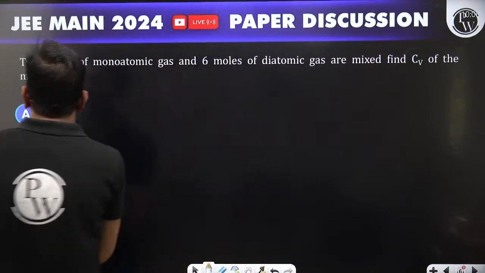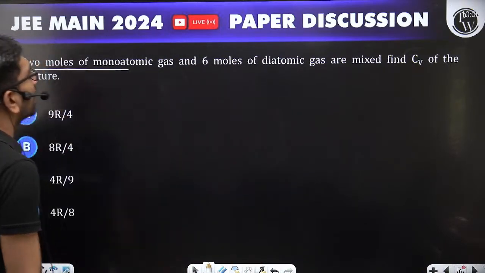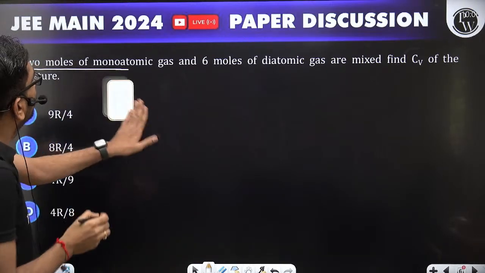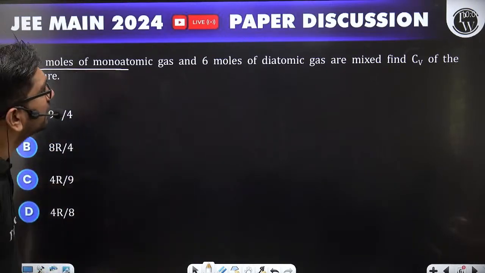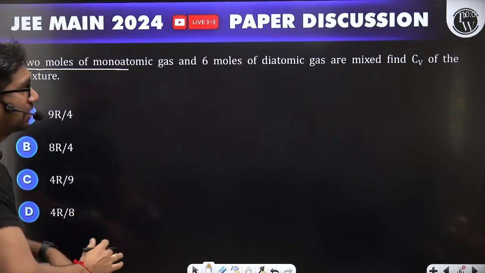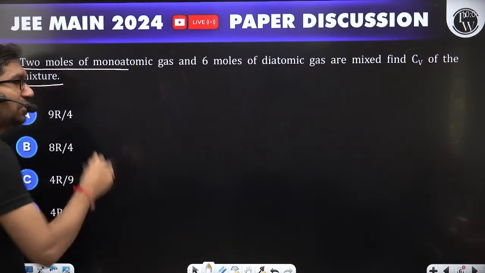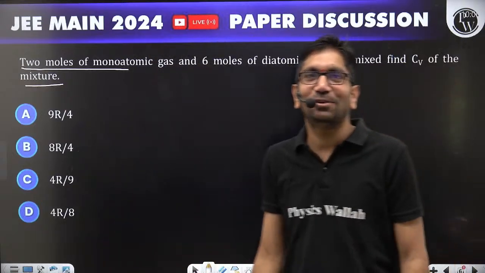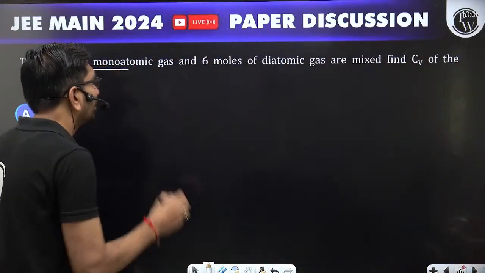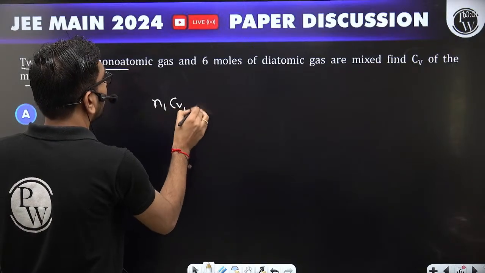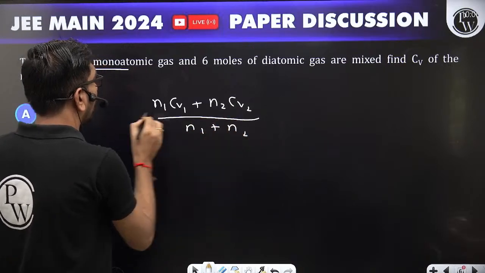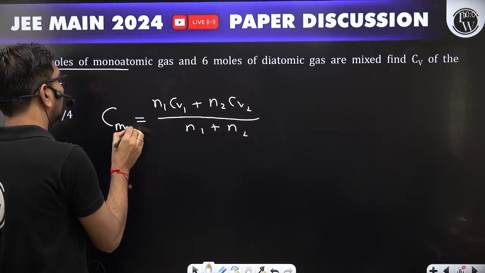Here, 2 moles of monoatomic gas and 6 moles of diatomic gas are mixed. Find CV of the mixture. It is a directly formula based question. For CV of the mixture, the direct formula is n1 CV1 plus n2 CV2 by n1 plus n2.